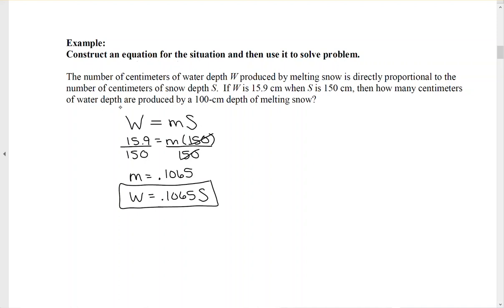Then how many centimeters of water depth are produced by 100 centimeters depth of melting snow? So I'm going to plug in the 100 in for S and then do my multiplication. So it should come up 10.65. And then I've got to go back and see what W was measured in. W was in centimeters, right? The number of centimeters of water depth, W. So that's my unit label.